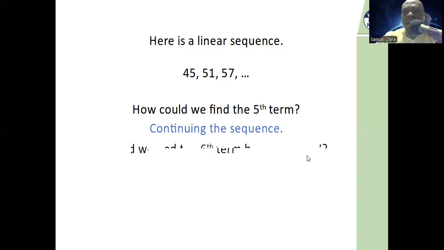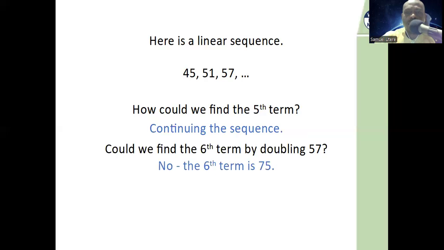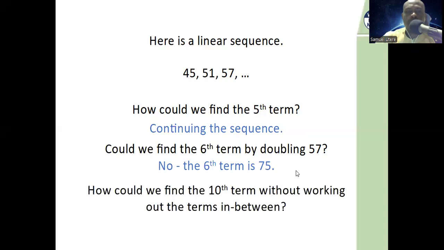But what if we were asked to find the 10th term? Could we find the sixth term by doubling 57? Obviously not. It's not going to work. The sixth term is 75, because if we double 57, we're not going to get the sixth term. It wouldn't be correct. So how could we find the 10th term without working out the terms in between?